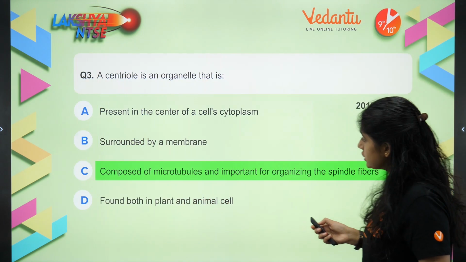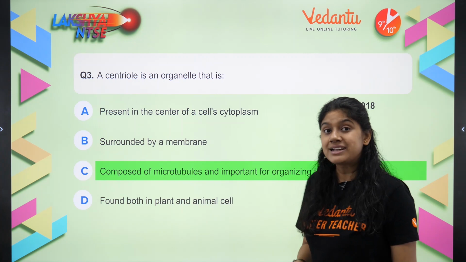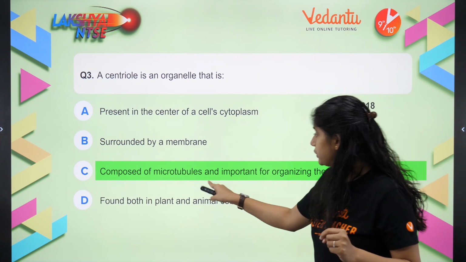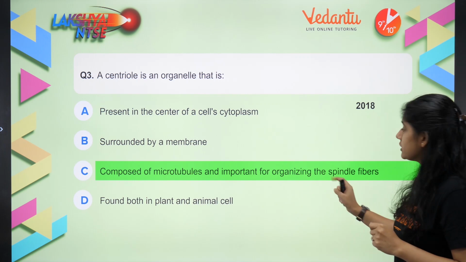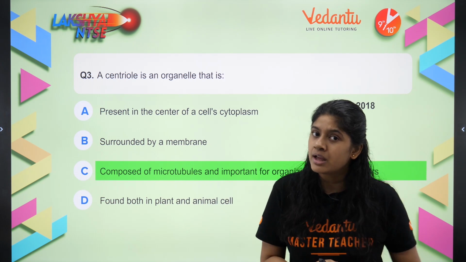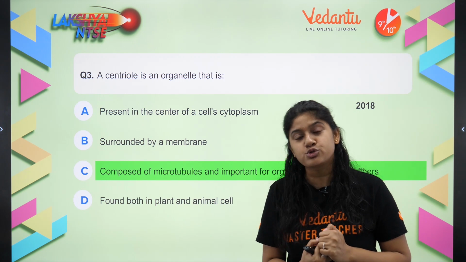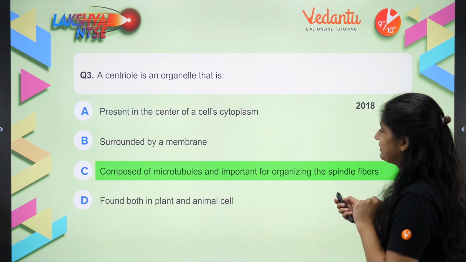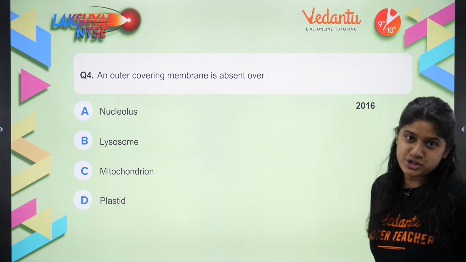The right answer is option number C, that it is composed of microtubules and important in organizing the spindle fiber. So basically it helps in cell division, and it is made up of microtubules also. Remember this. Now moving on to the next question.